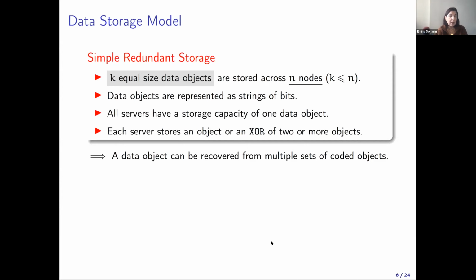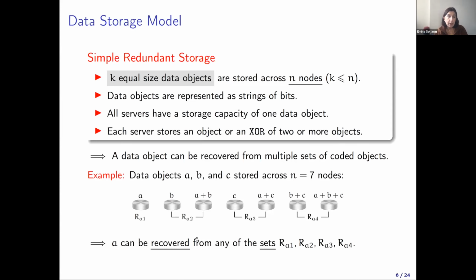So for us, just think about objects as strings of bits. All servers have the same storage capacity and store one object each. What we can store on a node is either an object itself or an XOR of two or more objects, for now. The general formulation would allow something a little more complicated in terms of storage. And with such redundancy, a data object can be recovered from multiple sets of coded objects.